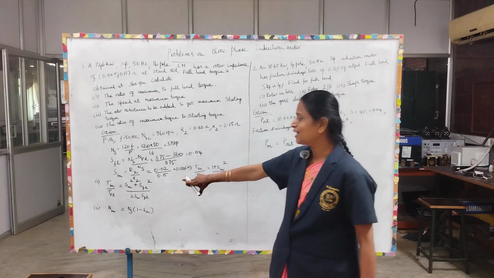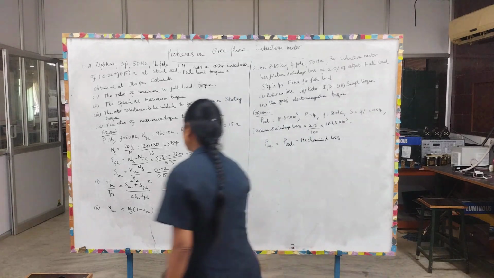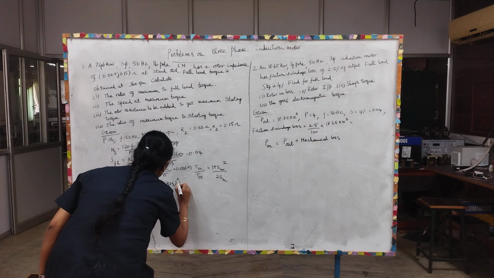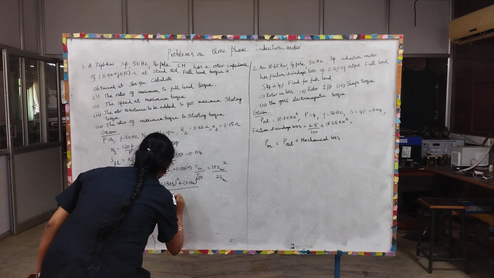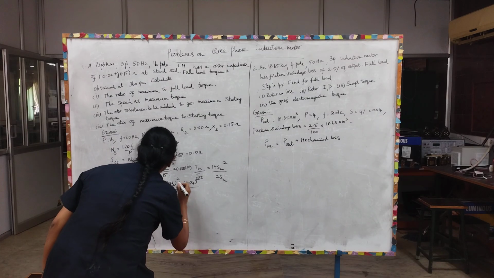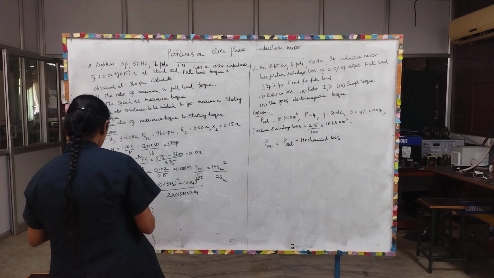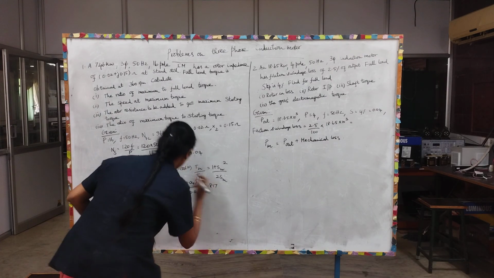With this we can calculate the ratio of maximum torque to full load torque. So here you substitute Sm square, that is 0.1333 square plus SFL square, it is 0.04 square divided by 2 into Sm, which is 0.1333, into SFL, which is 0.04. So on substituting it, we will be getting it as 1.817.